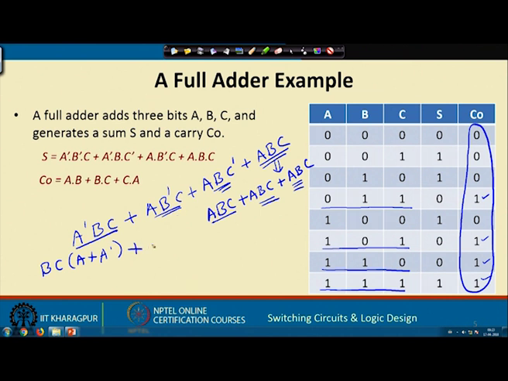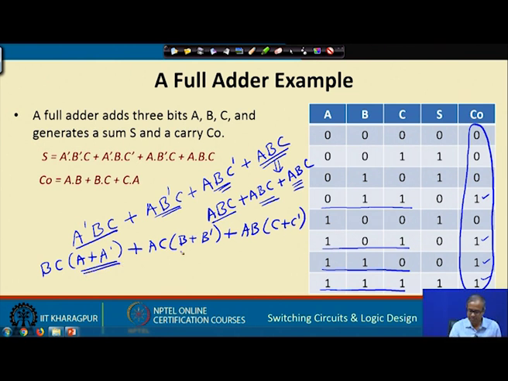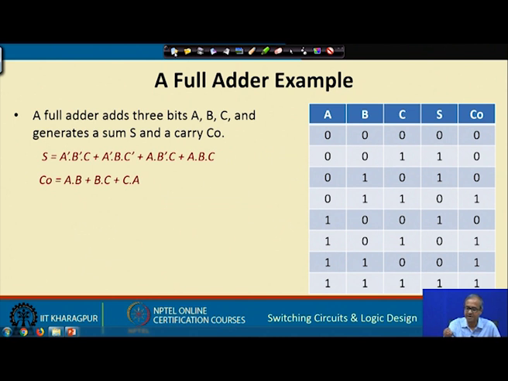From the second two, if I take a c common, I get b from here and b bar from here, and lastly from this and this, if I take a b common, I get c plus c bar. Now, a plus a bar is 1, b plus b bar is 1, c plus c bar is 1. So, I get finally a b or b c or c a. So, what I am showing here is the same function, but in a minimized form, a b or b c or c a. Okay? This is what a full adder is.